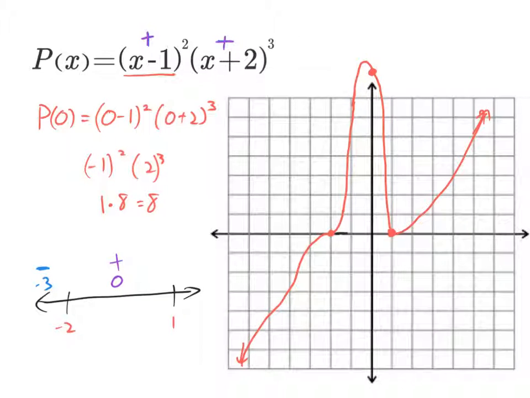And then after 1, we're going to plug in, let's say, 2. So if I plug in a 2 right here, I get 2 minus 1, which is 1. 1 squared is 1, which is positive. And then I plug in a 2 here. 2 plus 2 is 4. 4 cubed is positive. Positive times a positive is positive, which means that from 1 on, it's going to be above the x-axis too. So that will give me that bounce right there. So if you forget, you can always do a number line.